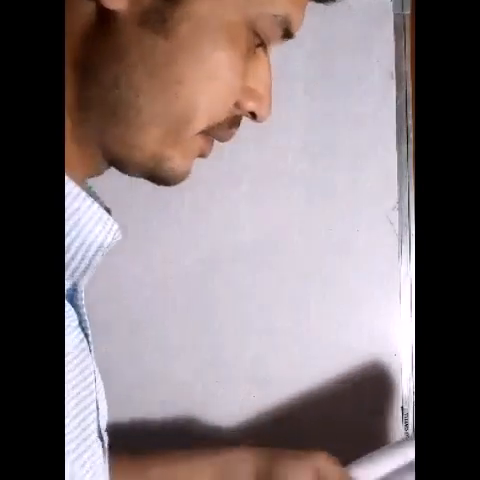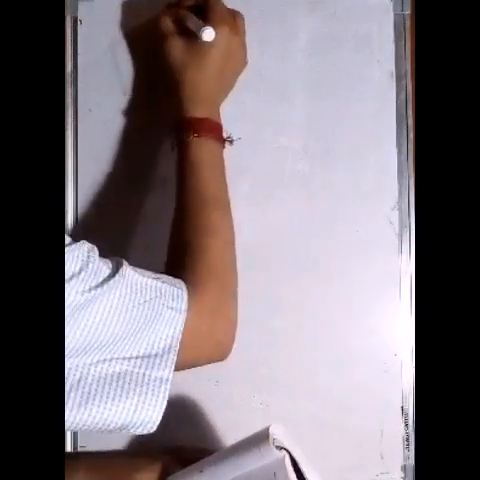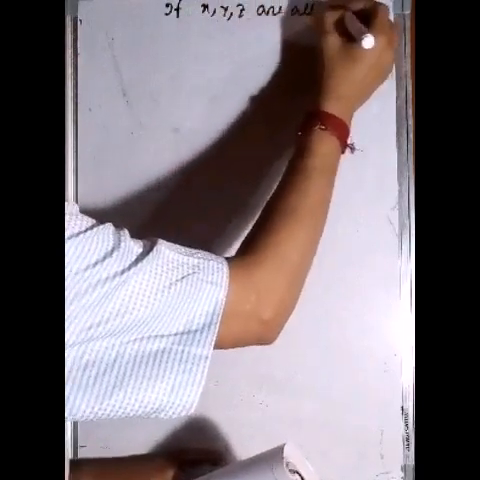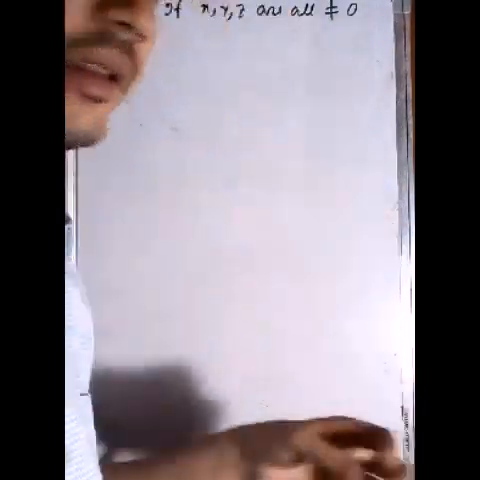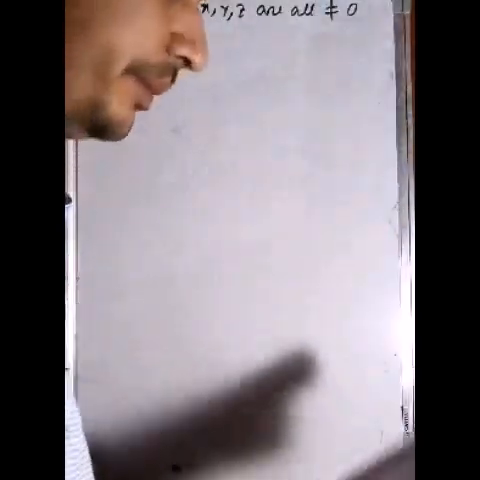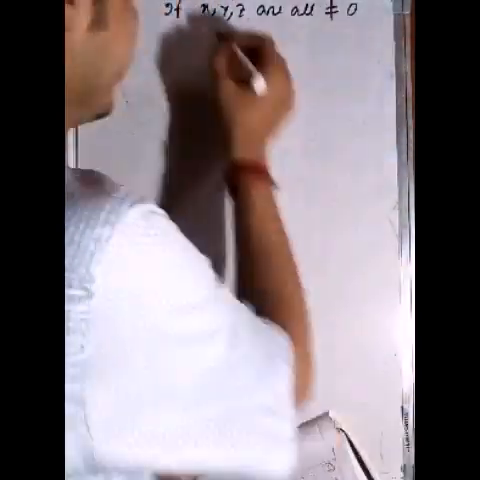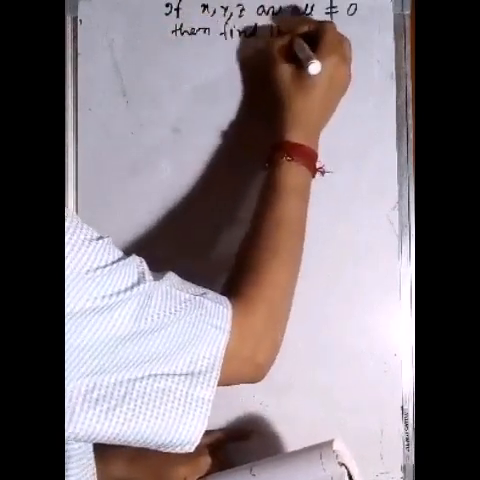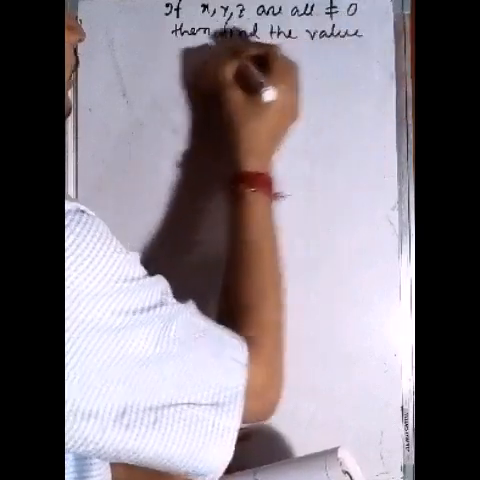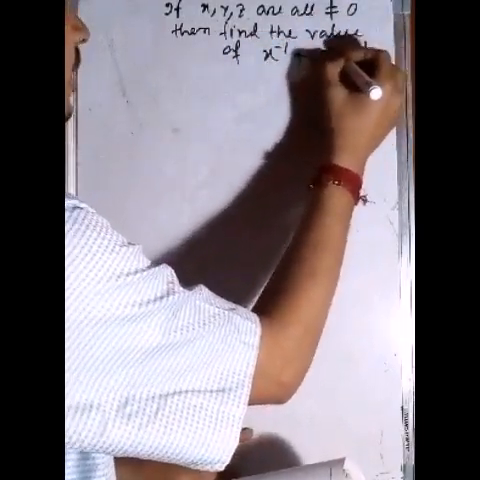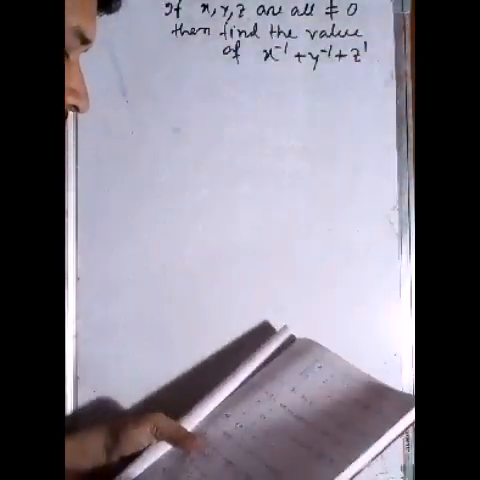So this is the last sum of today. The question is: if x, y, z are all not equal to 0. Given that x, y, z are all not equal to 0, it means x is not equal to 0, y not equal to 0, and z also not equal to 0. Then we have to find the value of x inverse plus y inverse plus z inverse.